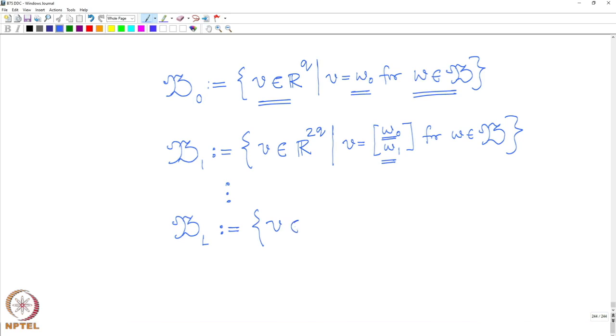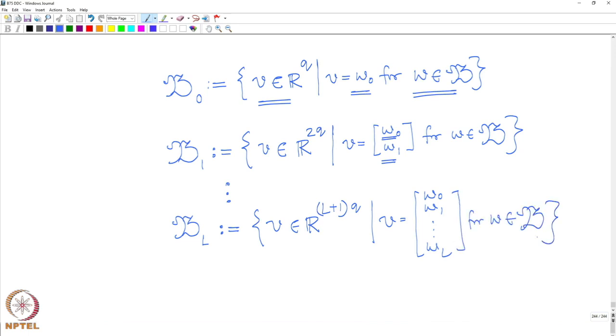BL is a vector V in R L plus 1 times q, such that V is equal to W0 W1 dot dot dot up to WL for a W in the behavior B. That is my BL. Now, notice that each of these are collections of finite sized vectors. So, of course, they are subsets to start with. This is a subset of R q, this is a subset of R 2 q, this is a subset of R L plus 1 times q. These are subspaces also.